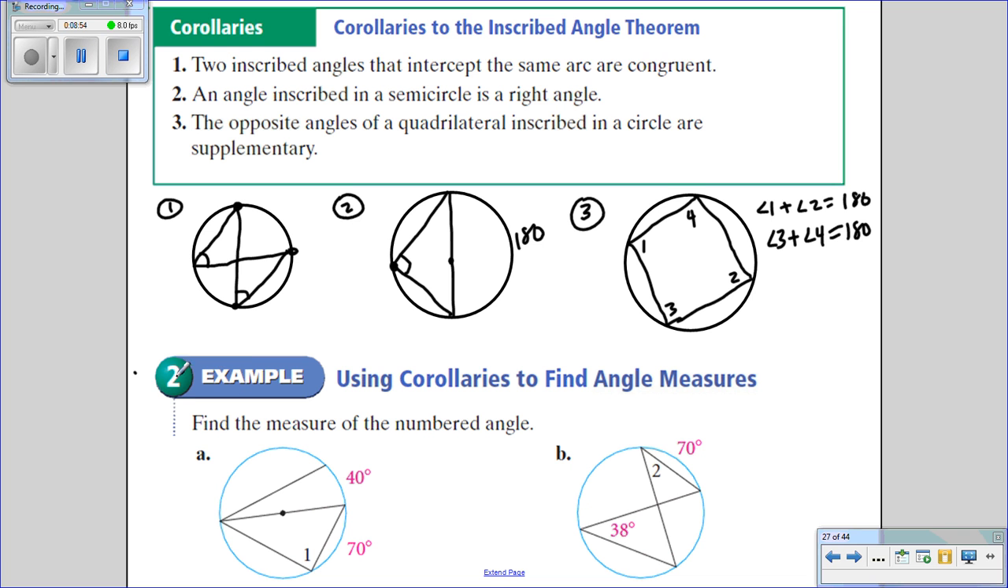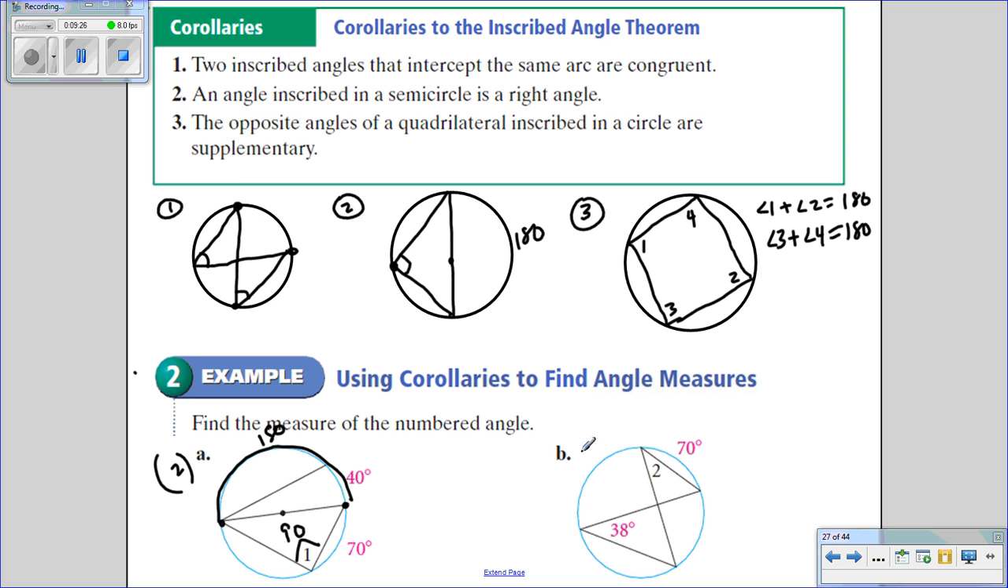So let's put those to use here, using the corollaries, and we're going to find these angle measures. Example A, find the measure of the numbered angle. So here's our angle right here. Now this angle comes out to this part and out to this point, so it intercepts a half circle, which is 180. So I know angle 1 is half of 180. These two are there just to kind of steer you away from that. So there's that one. That one's easy, and that was the second corollary up here.